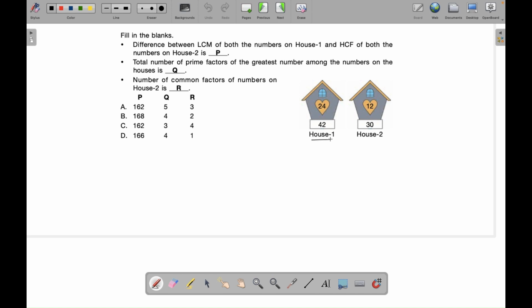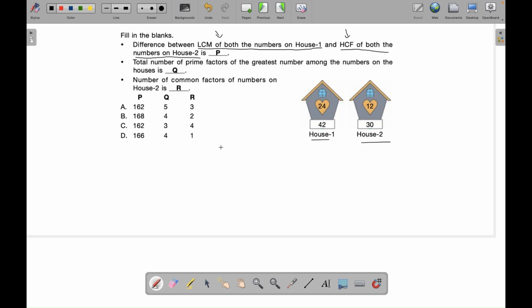Okay. So in this question, we are given two houses, house 1 and house 2. Again, there are two numbers in each of the houses: 24 and 42, 12 and 30. The first question asks for the difference between the LCM of both the numbers on house 1 and the HCF of both the numbers on house 2. So we calculate the LCM of both the numbers on house 1, we calculate the HCF of both the numbers in house 2, and then we calculate the difference between them. So we'll get something. We need to find the value.